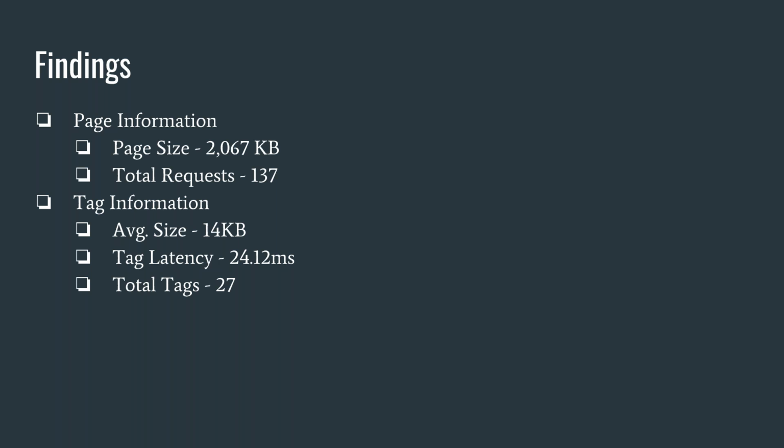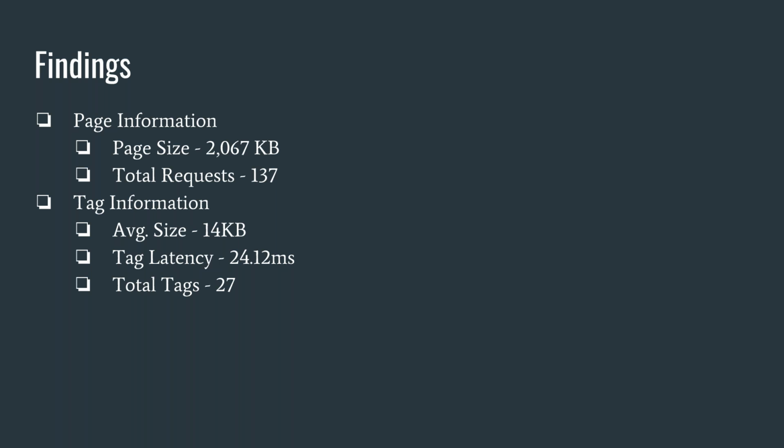The next thing we can really look at is the total number of requests. The average number of total requests being made by each of these sites is around 137. Now that includes images, requests to the content delivery network for content, and requests for all the different tags.